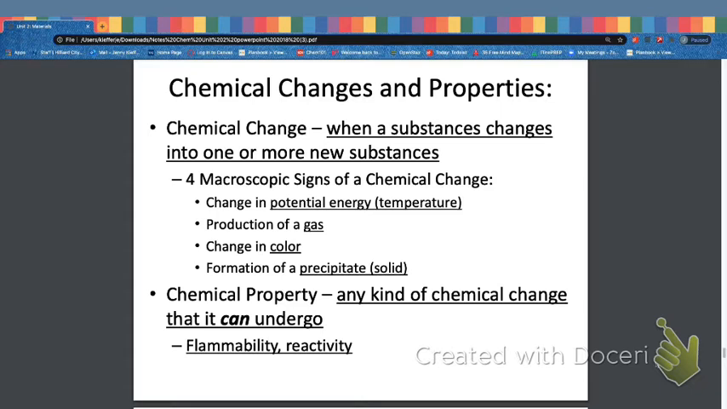So a change in potential energy, sort of like if you've ever used a cold pack. When you get the cold pack out, it feels normal. When you crack it, the temperature gets colder, right? That's a sign of chemical change. There has to be a chemical reaction to make that occur.